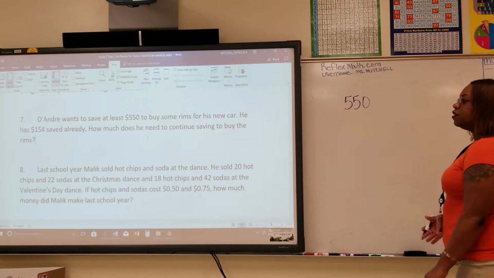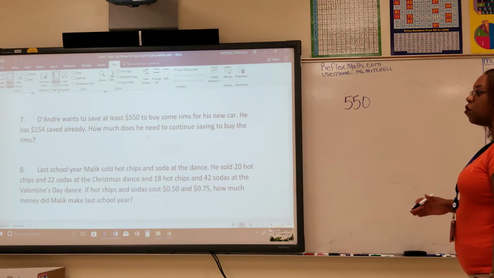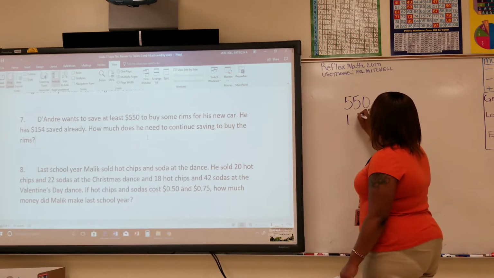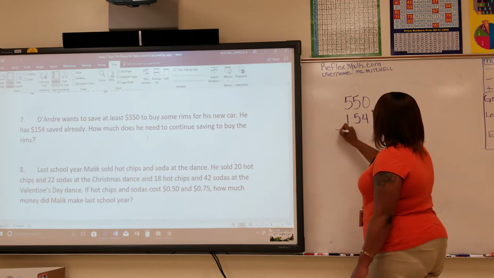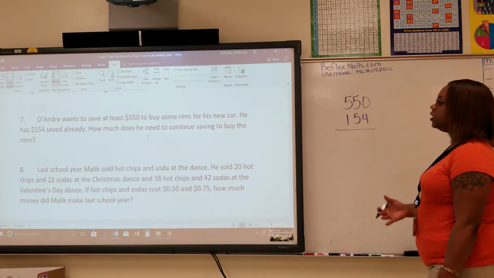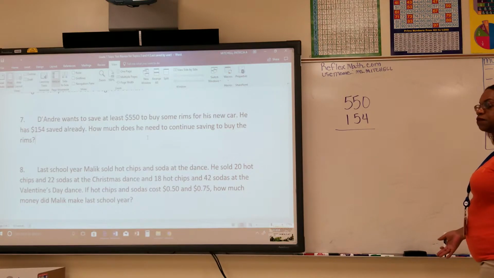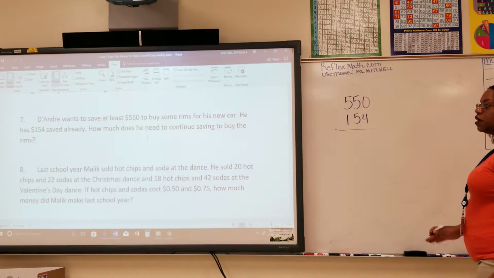He has $154 saved already. How much does he need to continue saving to buy the rims? So he already has $154. But they said how much does he need to continue saving to buy the rims? He already has $154.